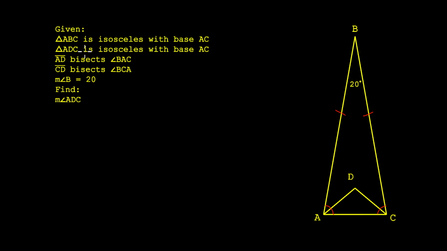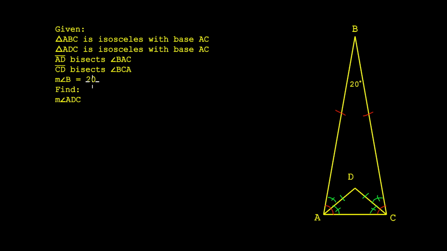Next, triangle ADC is isosceles with base AC, meaning that AD is congruent to DC and that these angles down here are congruent. Next, AD bisects angle BAC and CD bisects angle BCA, telling us that all four of these are congruent. If angle BAC and angle BCA are bisected, they are divided into two congruent angles. So all four of these down here are congruent.